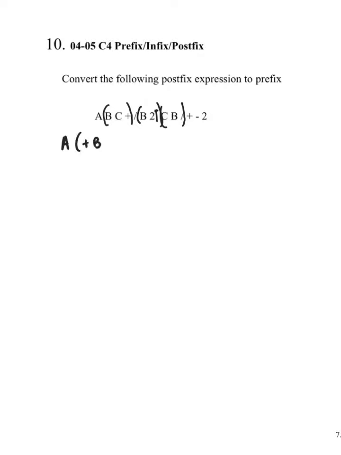So you get A plus B C, and then bring down the division sign, and arrow B 2, and then division sign C B, and plus minus 2.